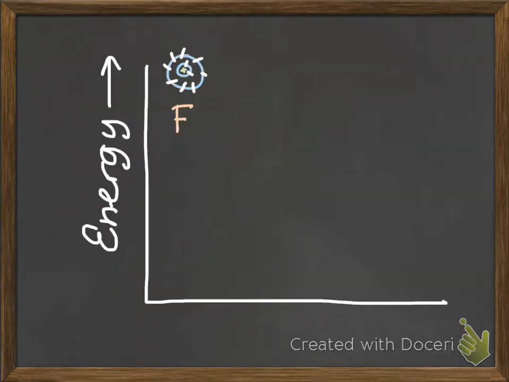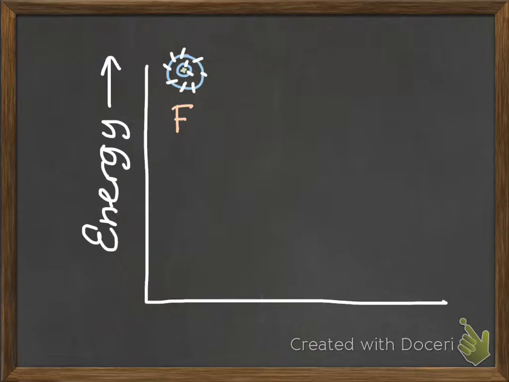If we look at a chart that shows a neutral fluorine atom with its little positive nucleus and 7 valence electrons on the second energy level, that's pretty high energy. And things that are high energy are actually unstable.